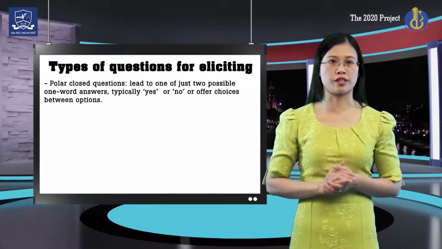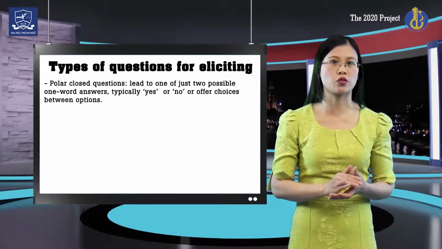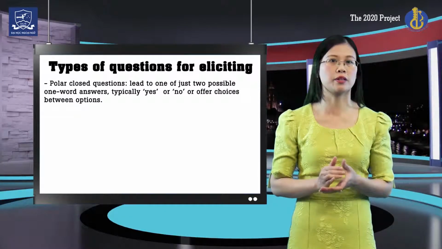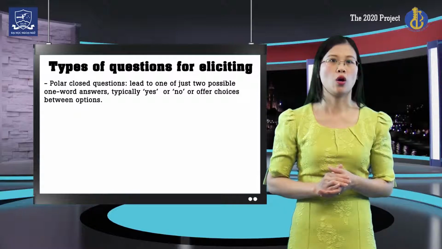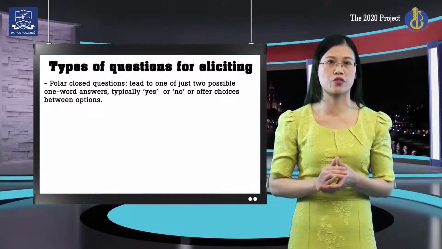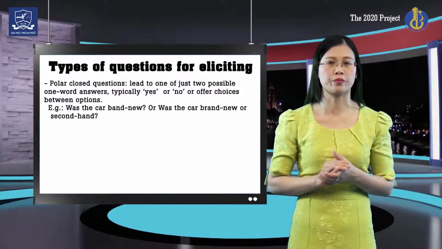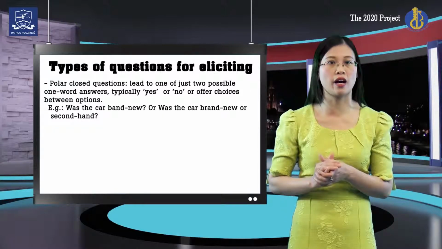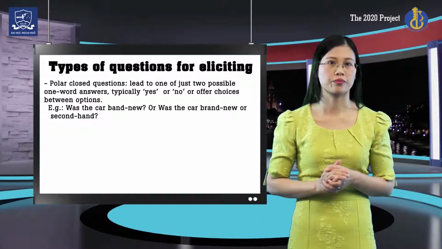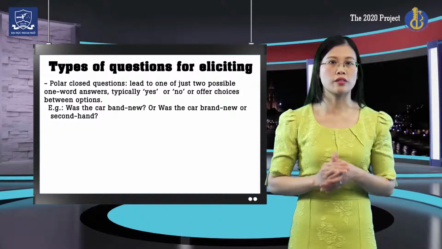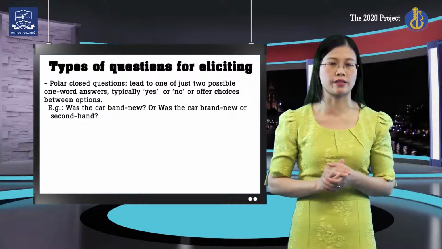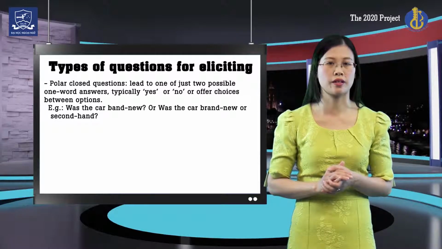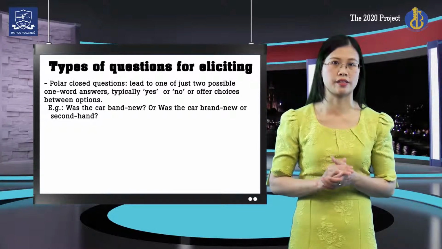Polar closed questions are those which lead to one of just 2 possible one-word answers, typically yes or no, or offer choices between options. For example, was the car brand new? The answer must be either yes or no. And was the car brand new or second-hand? The answer must be one of the 2 options, brand new or second-hand.